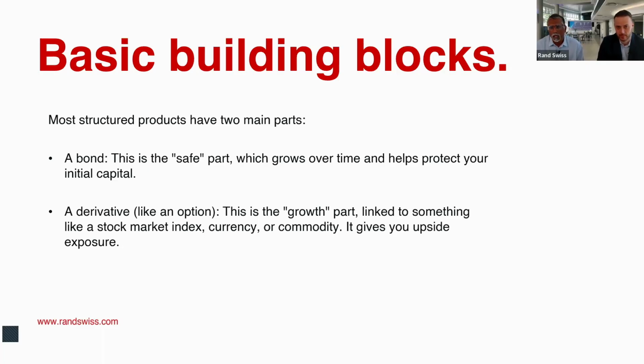One is a bond, which is basically a government bond or a bank bond usually. The other is a derivative, an option of some kind. Why do you have these two parts? Well, the bond gives you the protection. You say to yourself, I don't want to take a risk beyond a certain point. That's where the bond comes in. It guarantees a certain amount of protection. The derivative, on the other hand, is what gives you the upside, in some cases that geared upside.